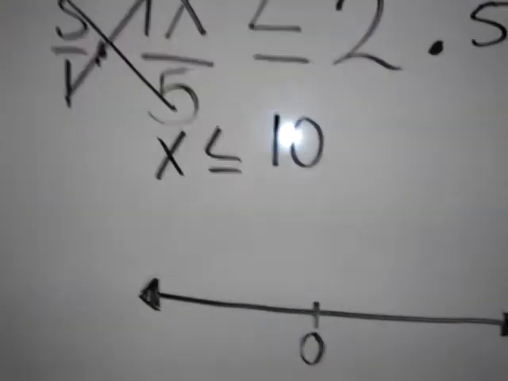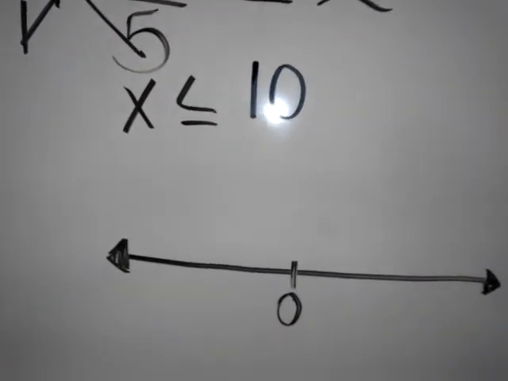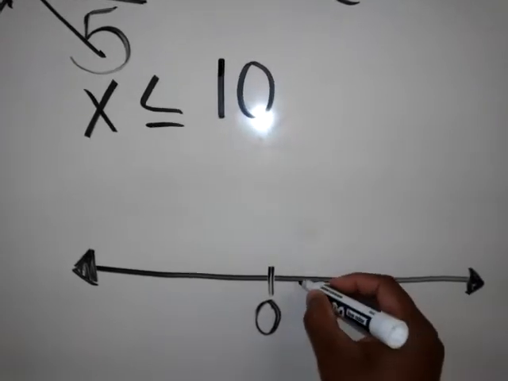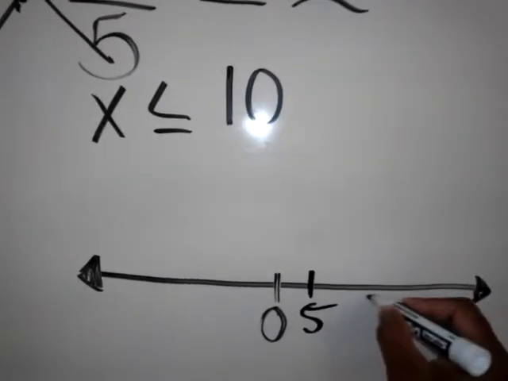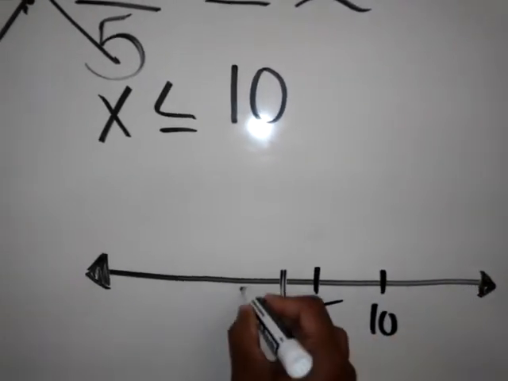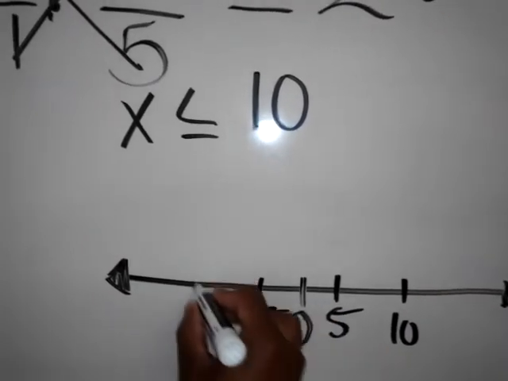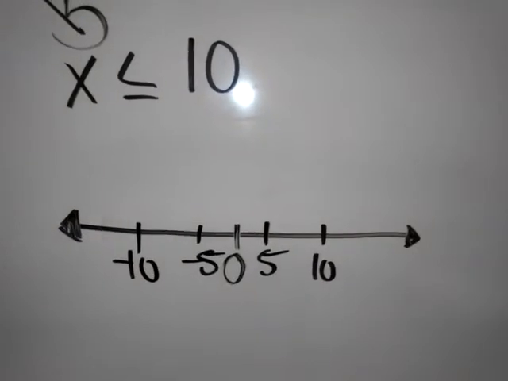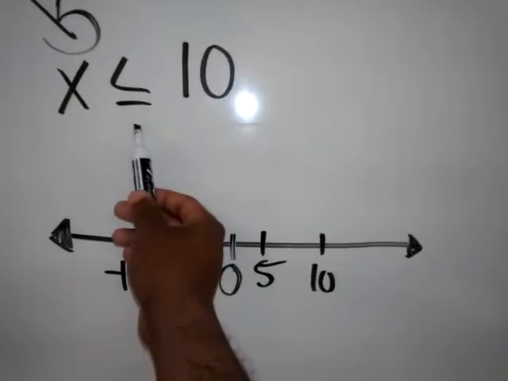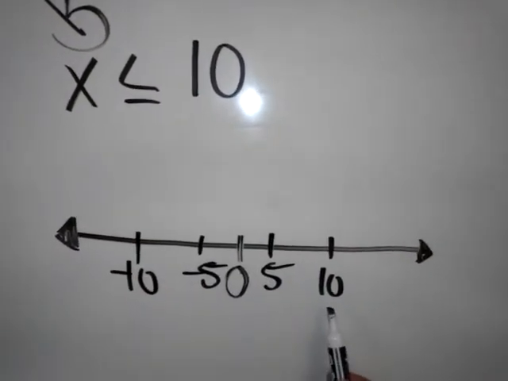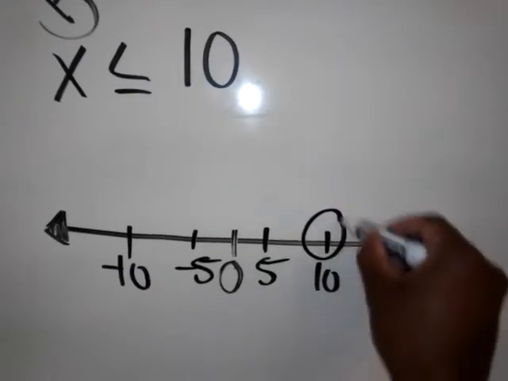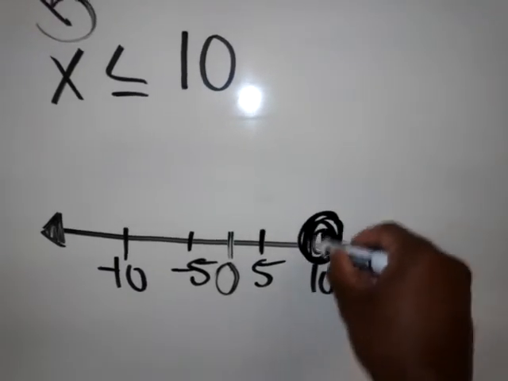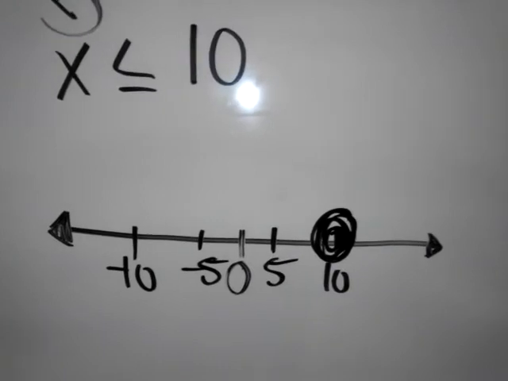Now, the second set of directions is to graph this inequality. All right, I'm going to count by 5s: 5, 10, -5, -10. We have an equal to sign, meaning 10 can be included as a possible solution for this inequality sentence. We need to show that by shading the circle at +10.